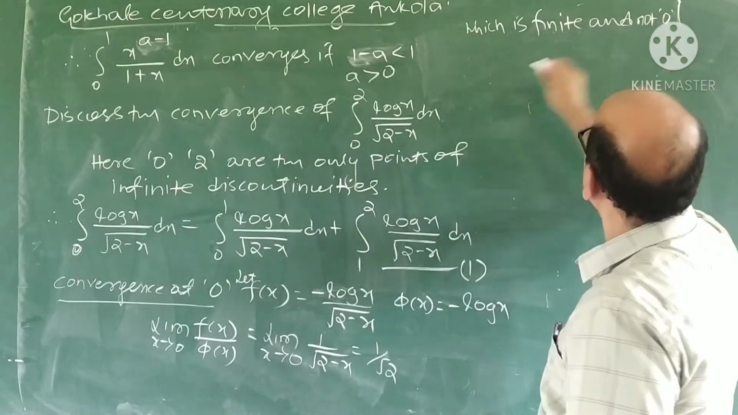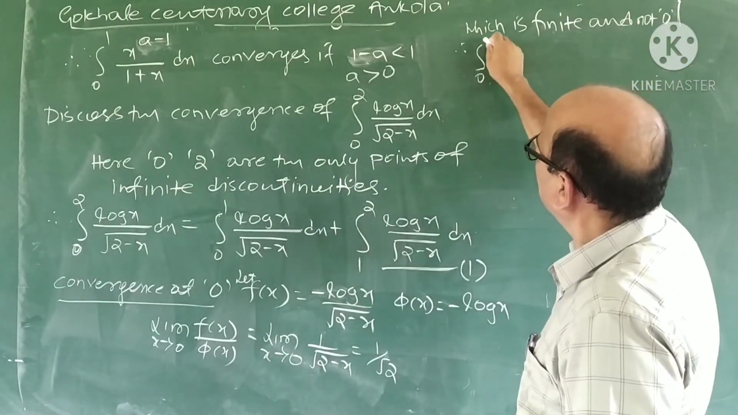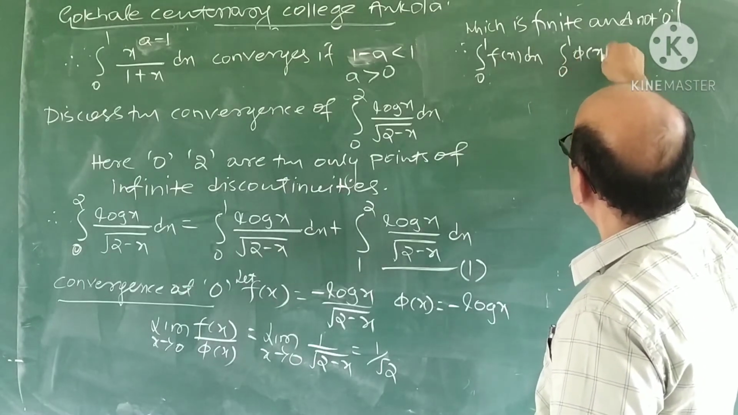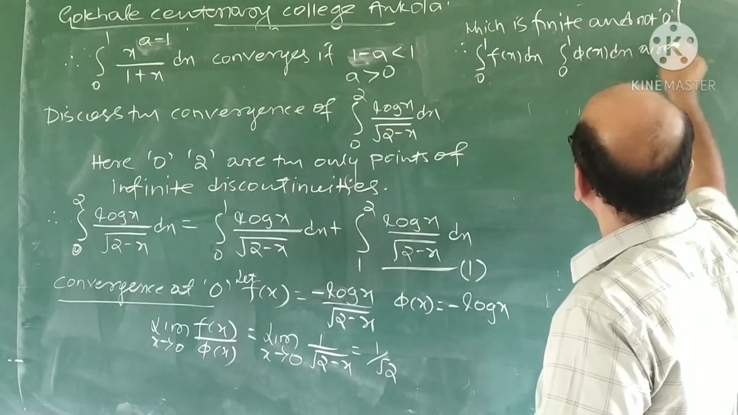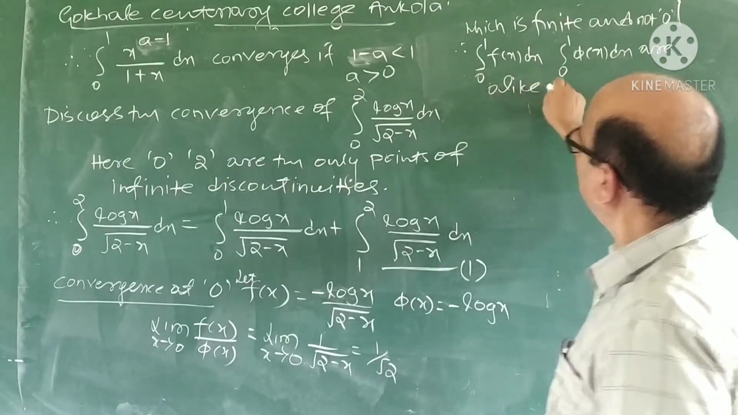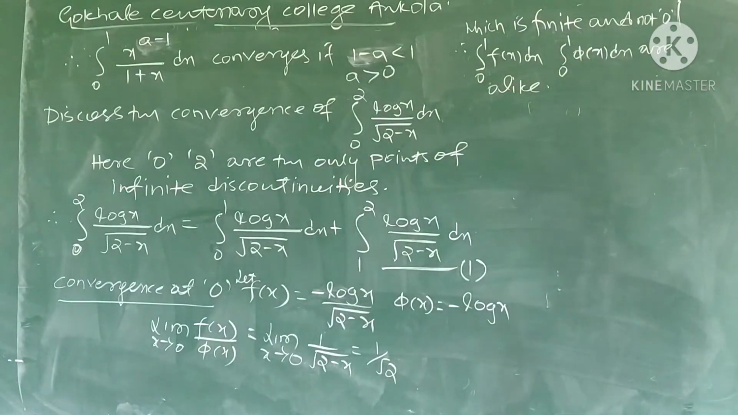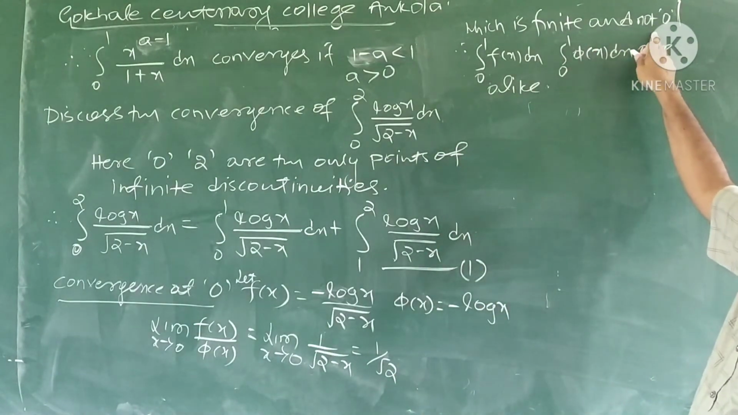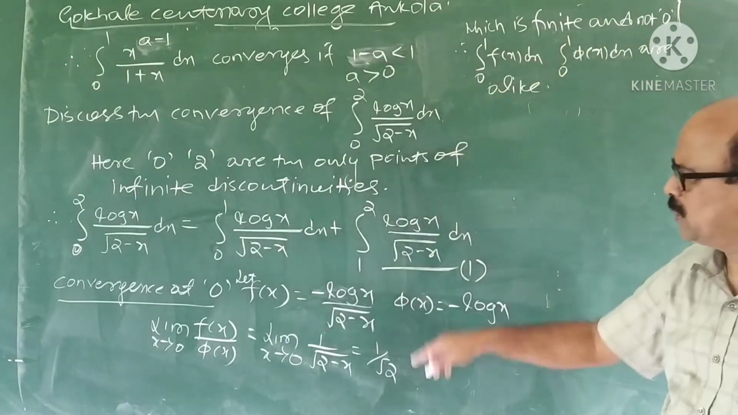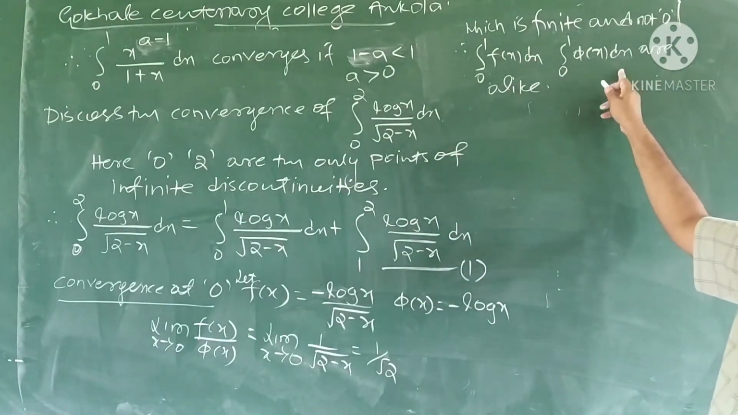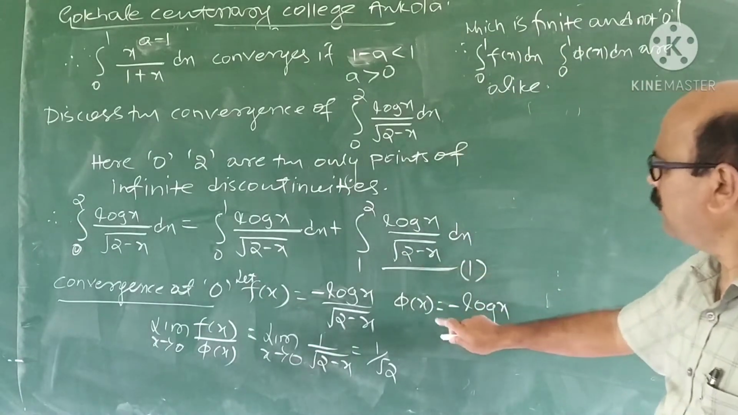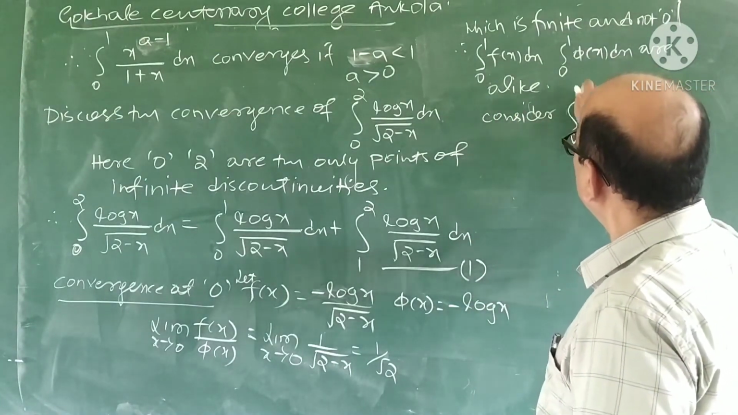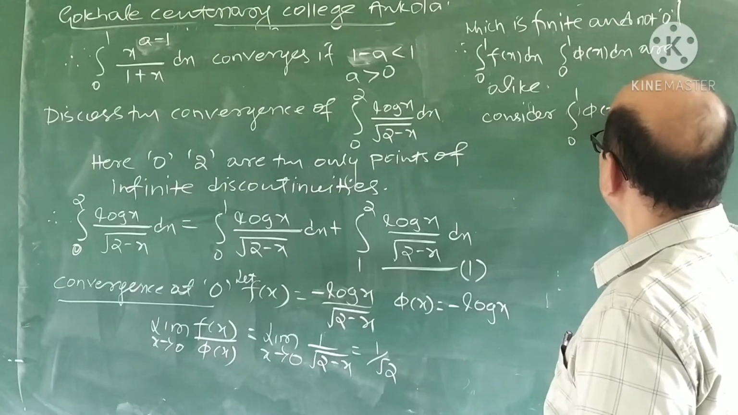And not 0. Therefore, the integrals from 0 to 1 of f(x) dx and 0 to 1 of phi(x) dx are alike. Either both converge or both do not converge, since the limit is not equal to 0 and finite. So these two are alike. Now we know the convergence of this. Consider the integral from 0 to 1 of phi(x) dx.